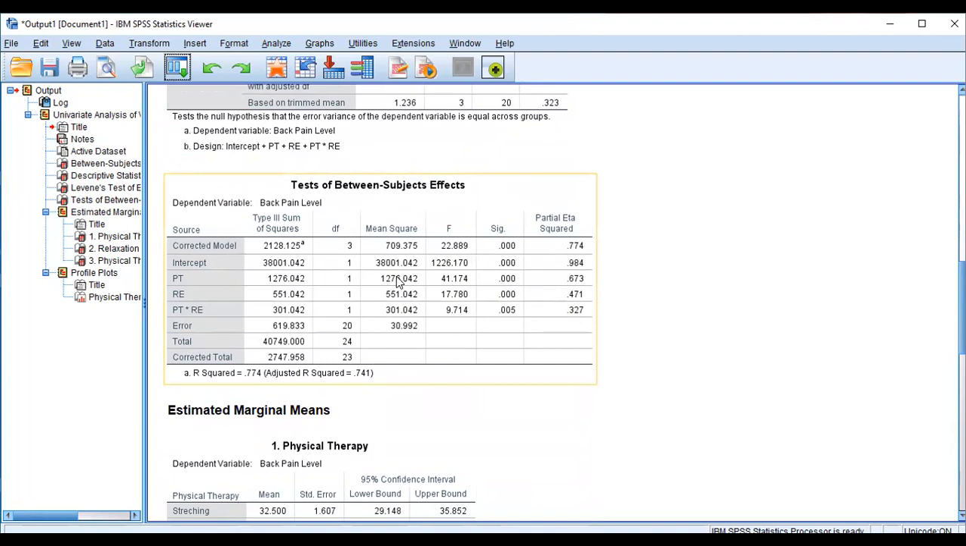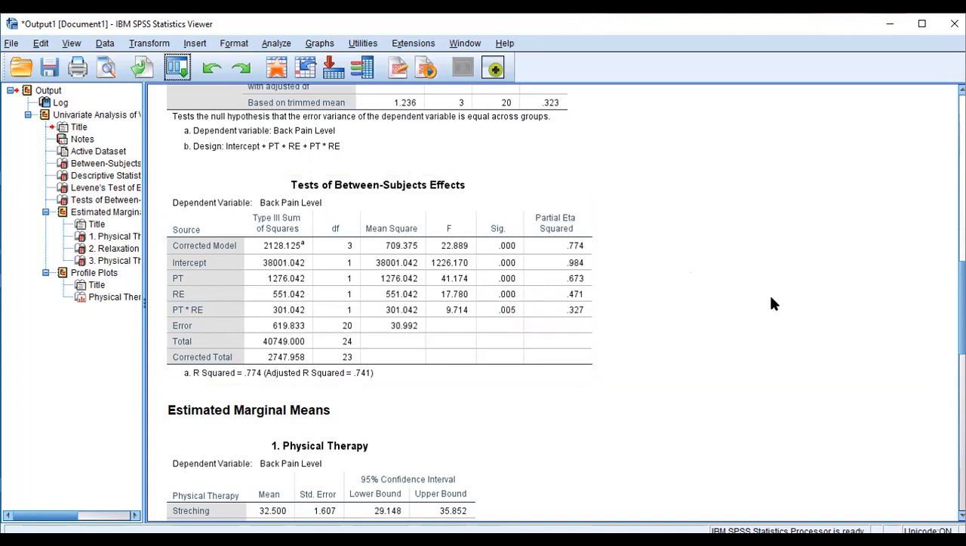Mean square value, F value you are getting. So F value happens to be 41 point something, 41.174. Significance is quite high, coming to 0.000. Whereas if you look at relaxation exercise, leave the sum of squares for now, just look at the F value. F value is 17 something. Again, a very high significance is coming up.